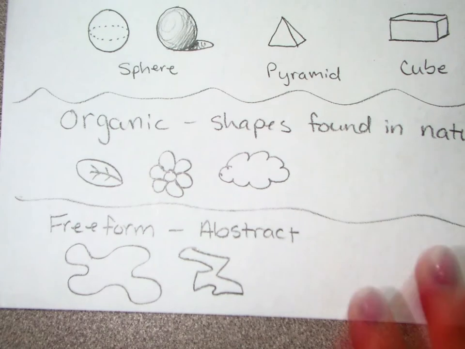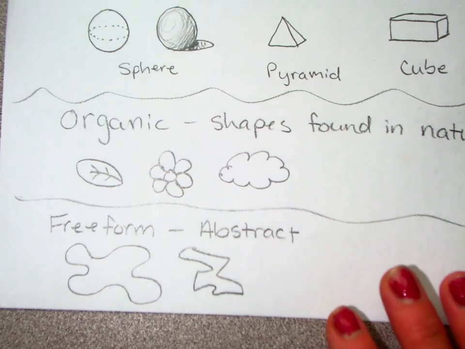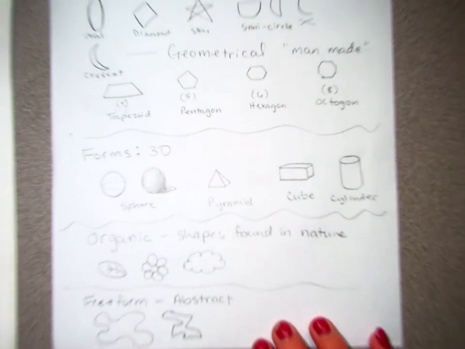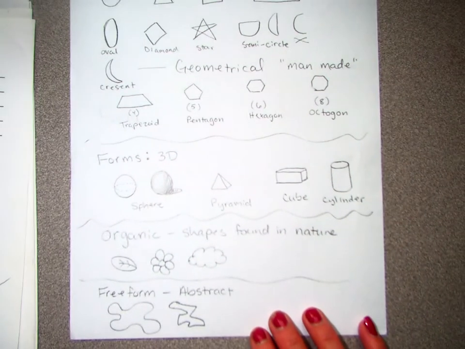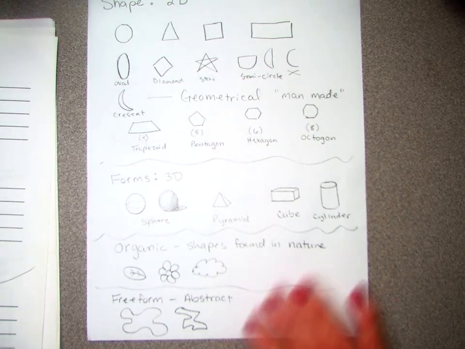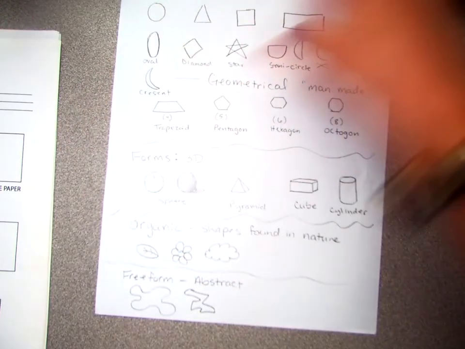So make sure you have all of this written down and sketched out in your sketchbook before you move on to the next one. This is our shape examples. Okay, make sure they're labeled. Okay, so after you get that done, let's talk about, I'm going to need a new piece of paper.